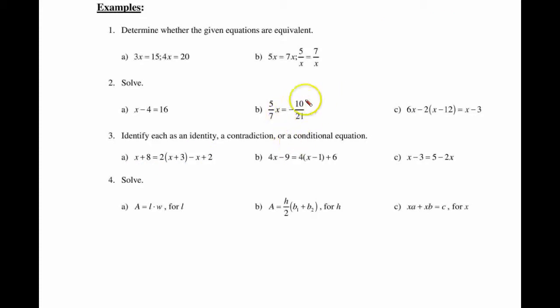Now when we do this next one, I think there's a little more room here. So we get 4x minus 9 equals 4x minus 4 plus 6. So I group like terms. I get 4x minus 9 equals 4x plus 2. Okay. Again, the 4x's will subtract out, and we get a negative 9 equals 2.